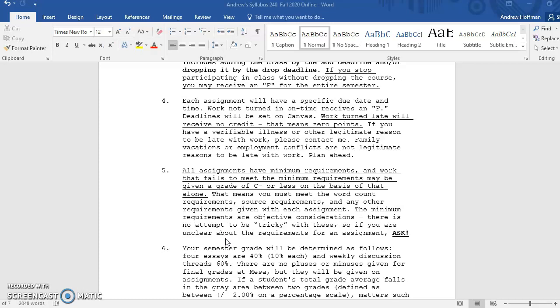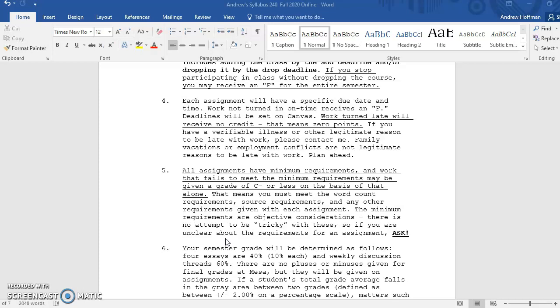They're things like how many words is in the essay? How many sources did you use? And these are a simple yes, you did, or no, you didn't. There's never any attempt on my part to be tricky, okay? But if you are unclear about a requirement, please ask.